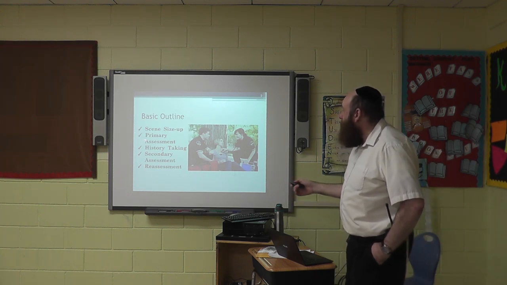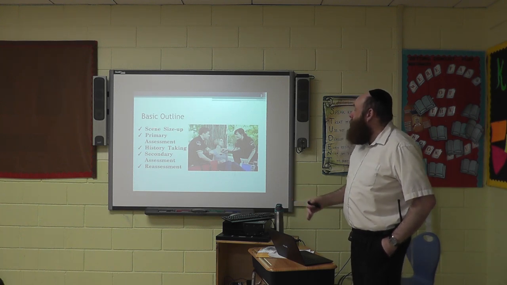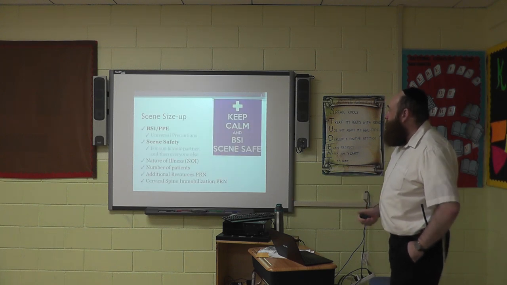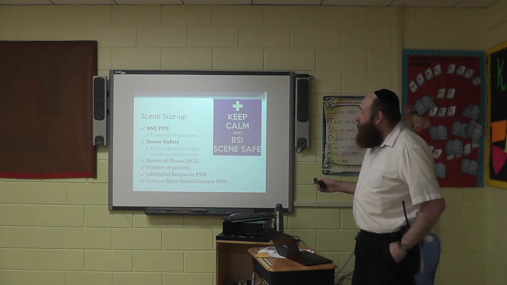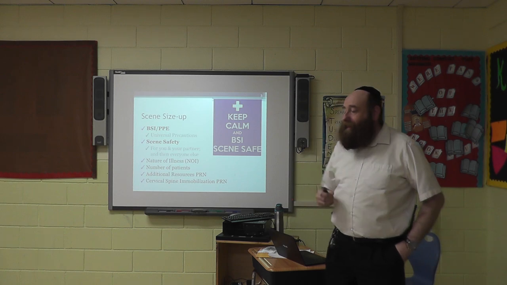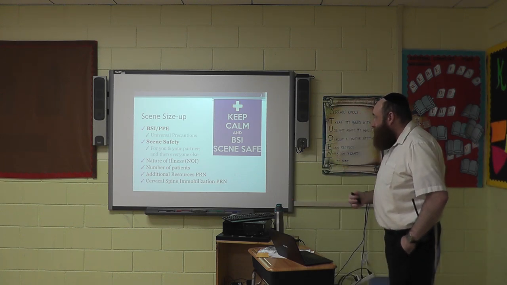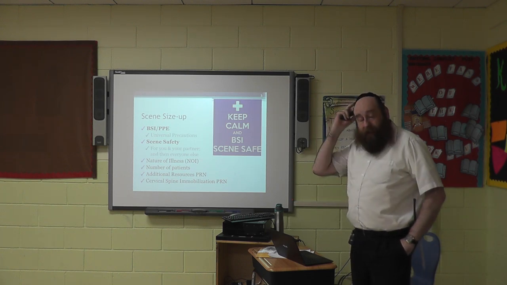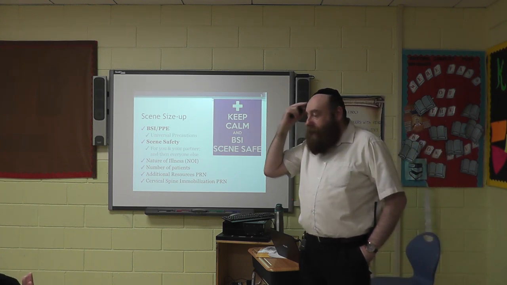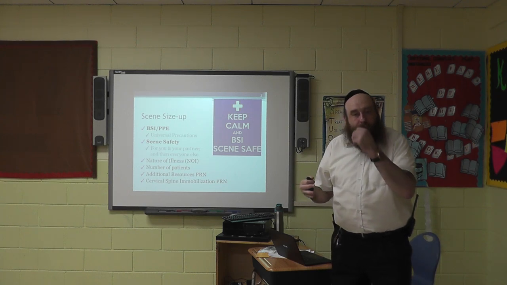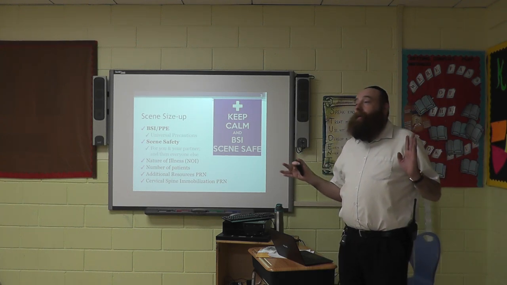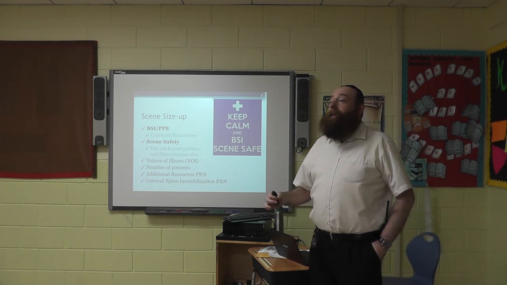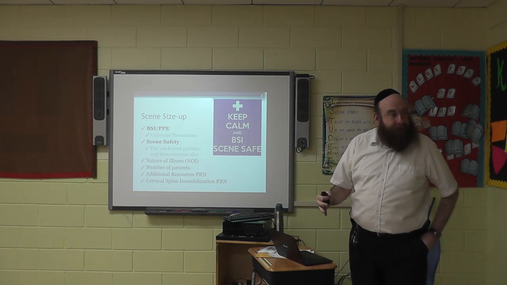We're going to have scene size-up, primary, history taking, secondary assessment, and reassessment. Obviously, a few more steps will be needed. We always start, as you know, in our scene size-up with BSI and scene safety. And now we're going to change. We're used to MOI with a trauma, a mechanism of injury. Now this is one of the changes. We're going to go to NOI because now we have something called a nature of illness.